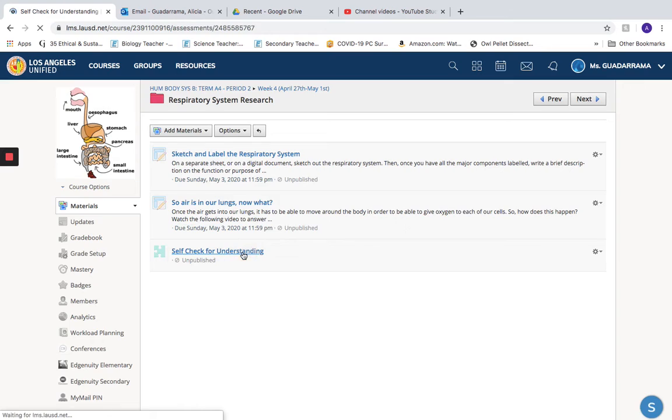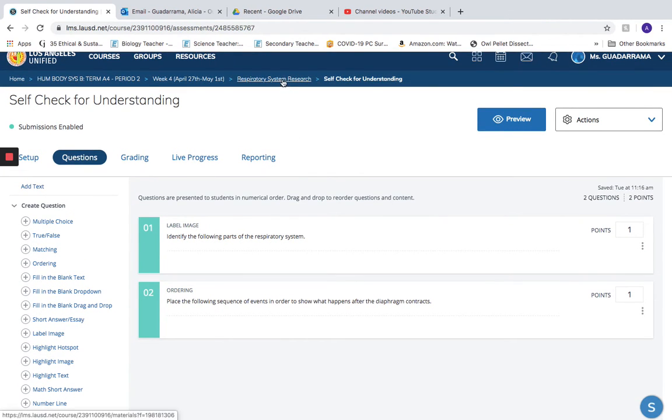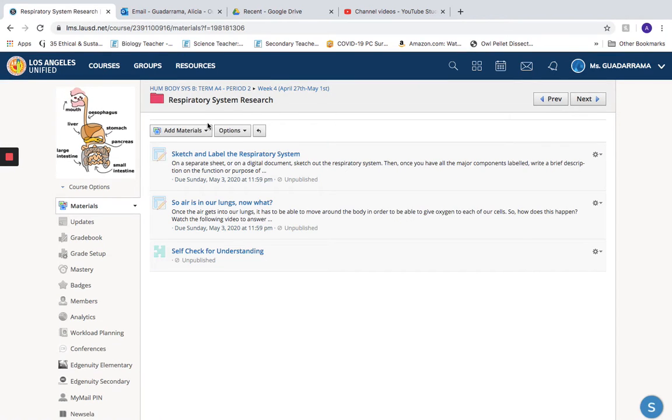And then a self-check for understanding. So this is a little mini quiz where you get to identify the different parts of the respiratory system by dragging and dropping, and then place the sequence of events in order to show what happens after the diaphragm contracts. So what happens after you're bringing in air into the system.